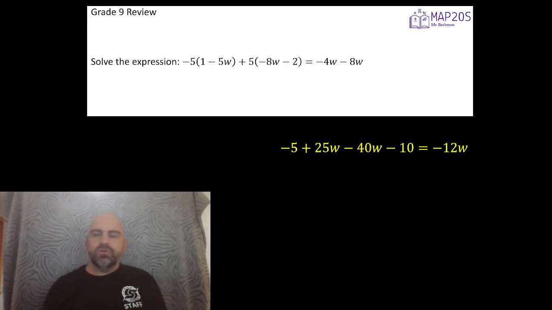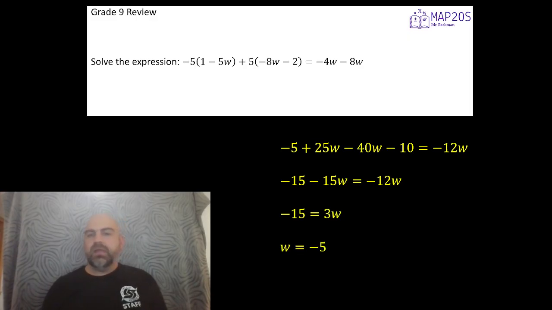First things you want to do, simplify the right-hand side by combining the -4w and the -8w to become -12w. Multiply through the brackets, so you're going to get -5 plus 25w minus 40w minus 10. Combine all of our like terms there on the left-hand side. Add 15w to both sides, divide by 3, and you're going to get a w value of -5.